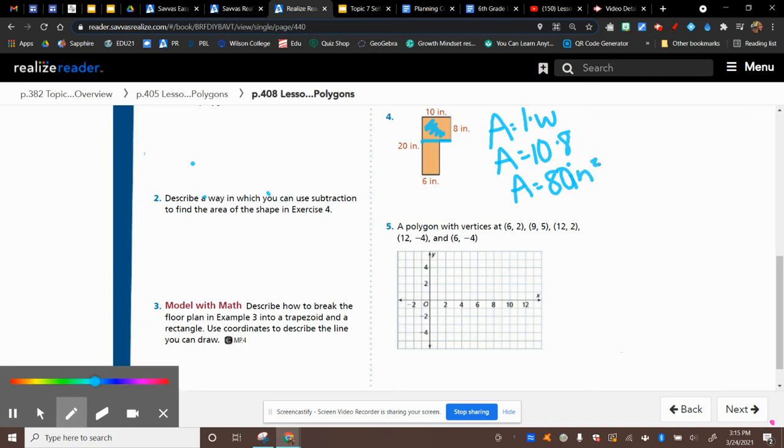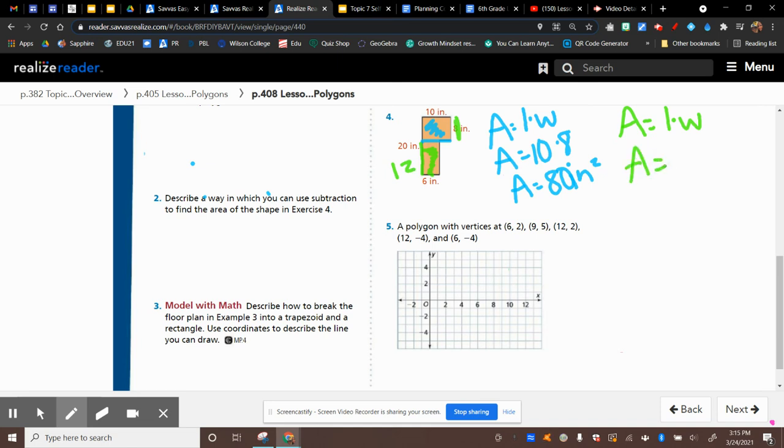So I'm going to change colors, and now I'm going to look down here. This one, I see it's 6. I'm still using length times width. This whole height is 20, but I only need this height. So I need to do a little quick problem solve. If the whole height's 20, this is 8. If I take 20 minus 8, that gives me the smaller height. So the area of that is 12 times 6, and that equals 72.